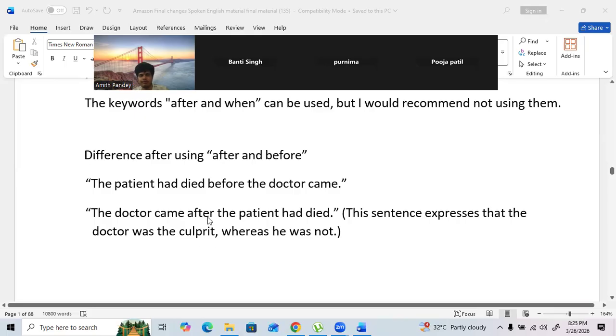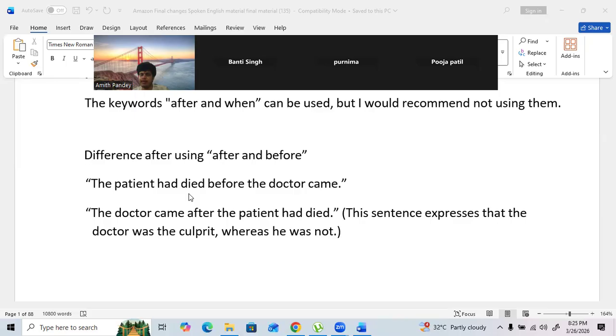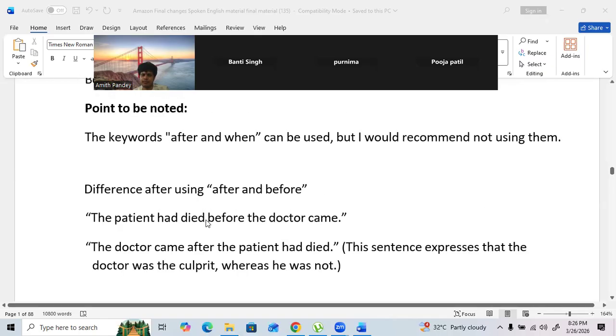Yes, sir. So whenever you want to speak, you have to use only before. Use before. If you want to take the blame on yourself, then use after. So always you have to use before. If you want to blame others, use before. If you want to blame yourself, use after. Till here it is clear? Yes, sir. Okay. One more thing, let me tell you.